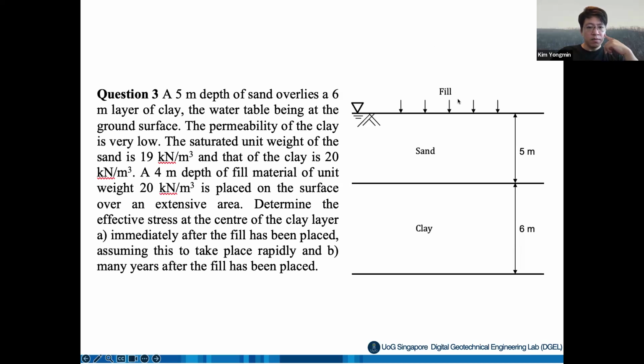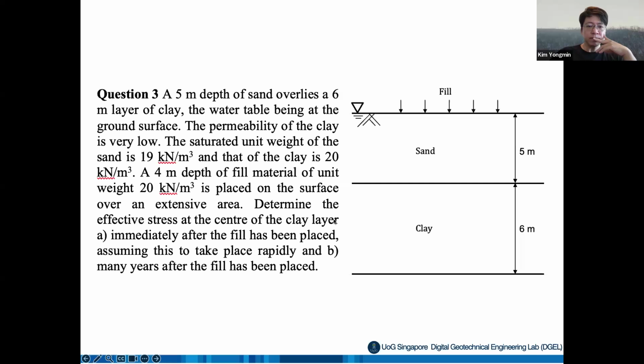Oh, here, right? How do you know? 4 meter times 20 means 80 kilopascal, right? This field's additional surcharge is 80 kilopascal. Please determine the effective stress at the center of the clay layer immediately after the fill has been placed.